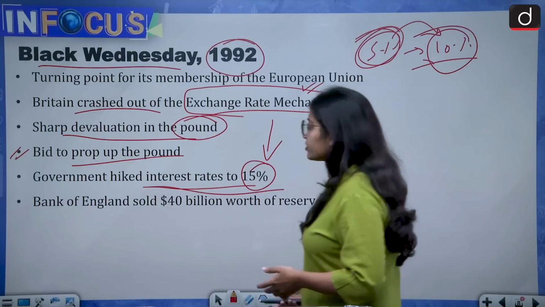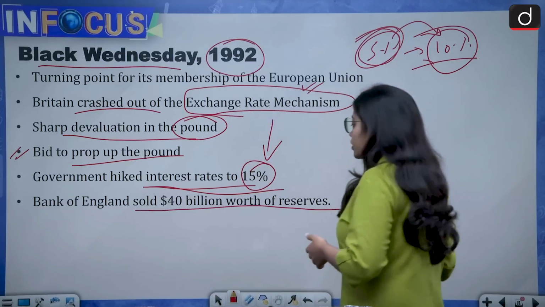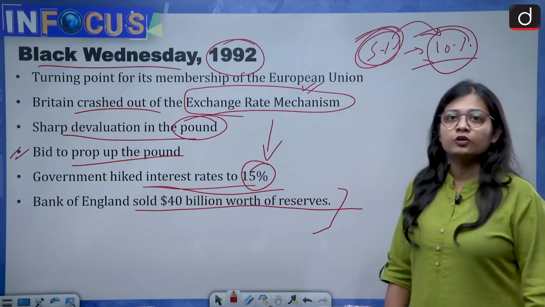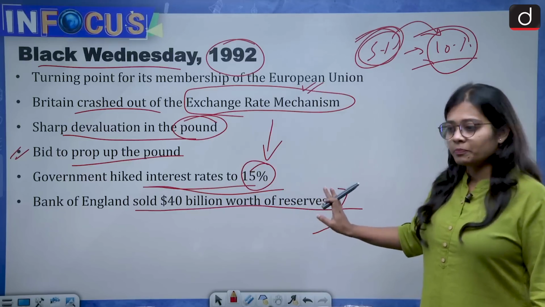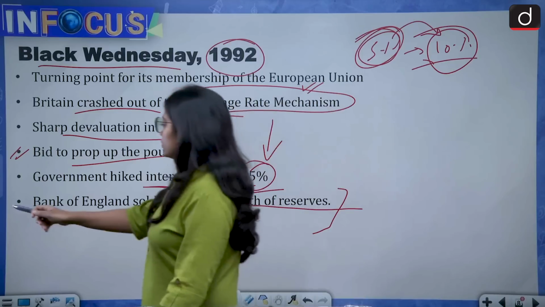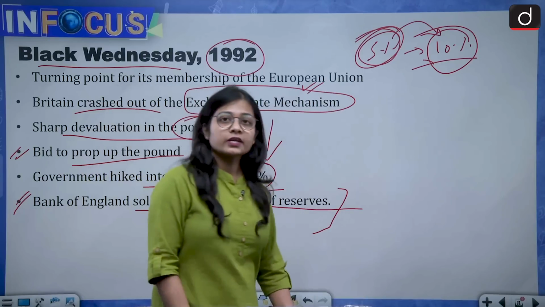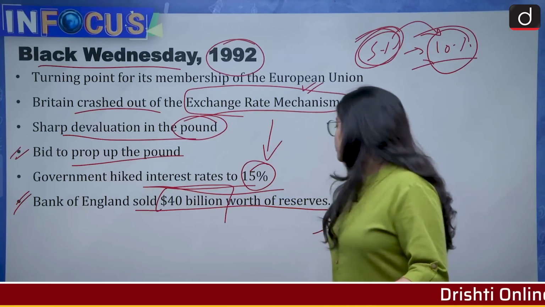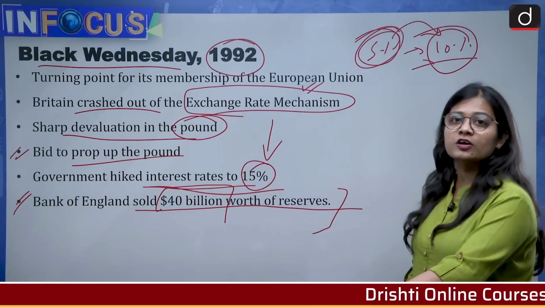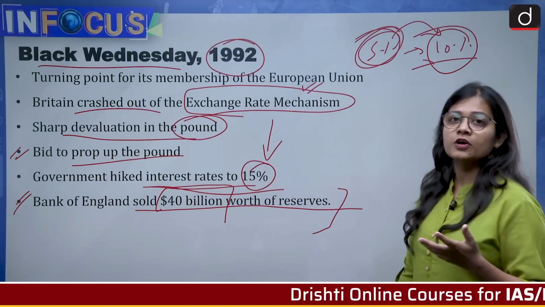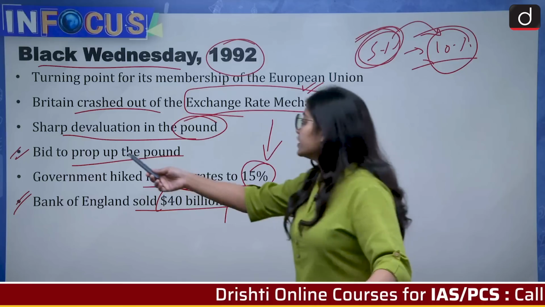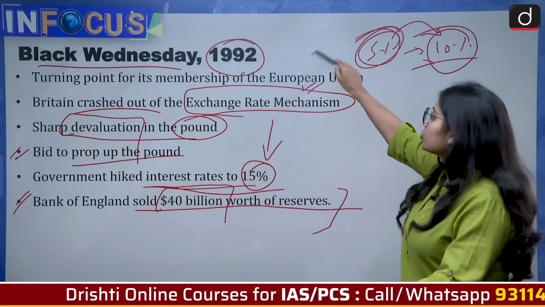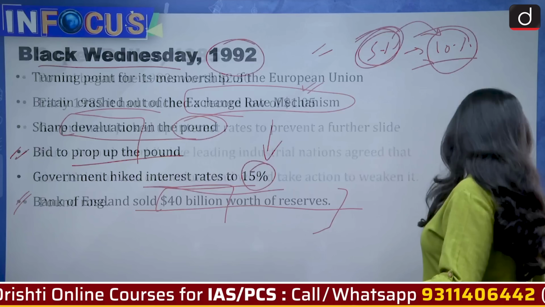So what happened was, the Bank of England sold 40 billion worth of foreign exchange reserves. This was one of the biggest points in the history of England, that the country sold 40 billion worth of forex reserves to protect itself from the devaluation of its currency. This was the story of Black Wednesday 1992.